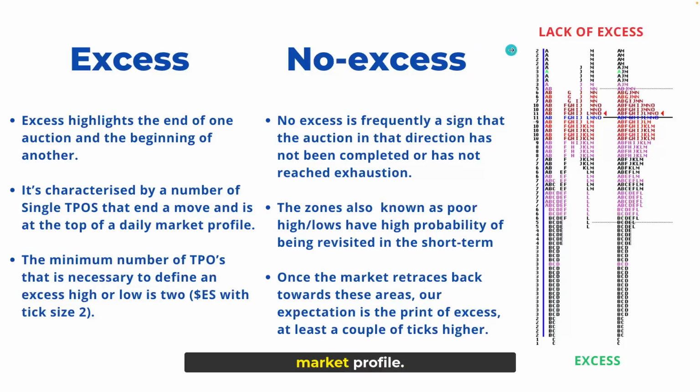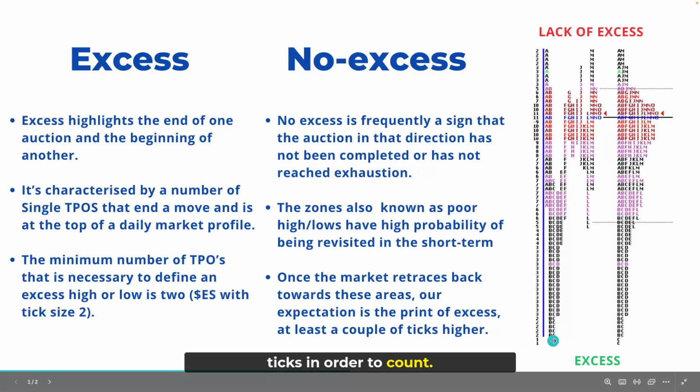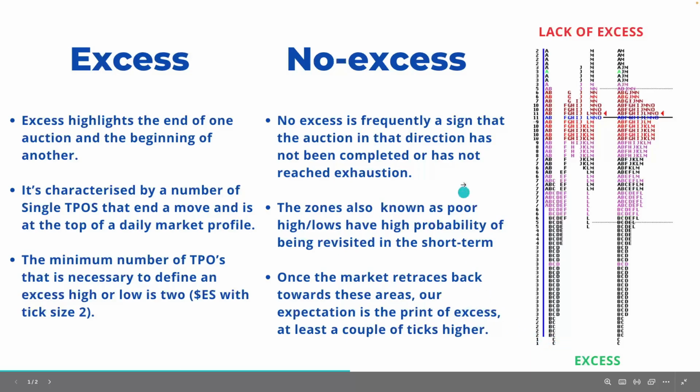Looking at this as the market profile, you can see here the market profile as a composite, and if you open up the market profile like that, you can see here a lack of excess. Remember, the excess needs at least 2 ticks in order to count. As you can see here, the lows at the C period have at least 2 ticks below the B period. It means that this is excess for the market.